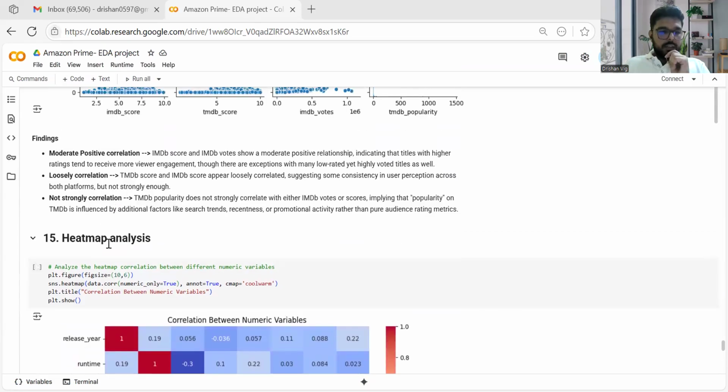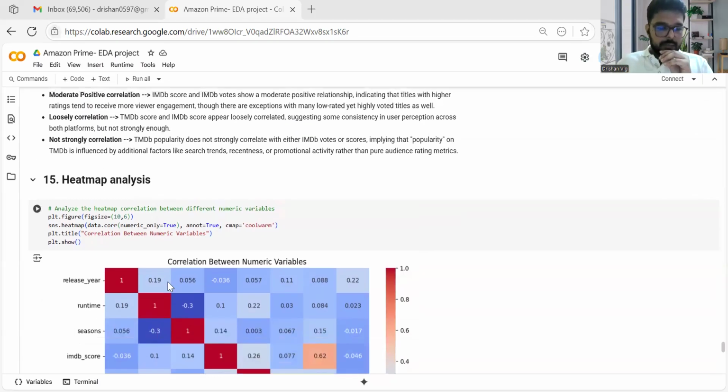Now, last but not the least is heat map analysis. A heat map is basically a correlation or relationship between two variables, acting in a different direction. If one variable increases, the other one decreases. If one variable decreases, the other one is going to increase. It basically works accordingly. So this is the heat map.